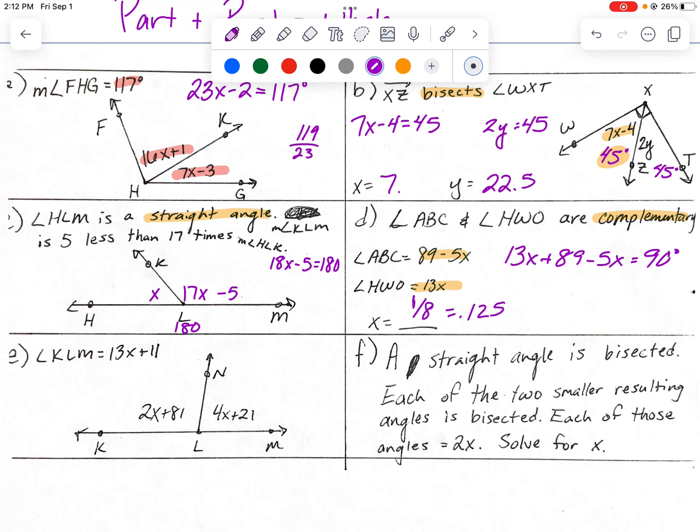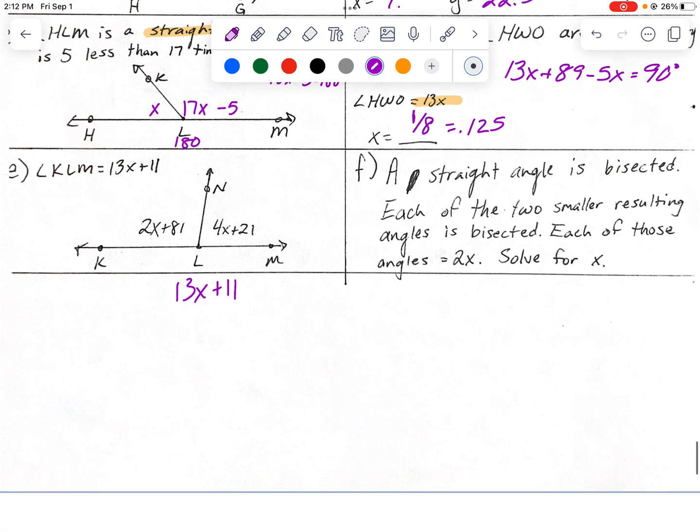Now on E, I'm given two parts, but I have to read the directions to get the whole. So now when I'm solving for E, I have to combine the two parts here to get the whole of 13x plus 11. And I could solve there. And our last one, straight angle. I would really pause the video and try this one first on your own.